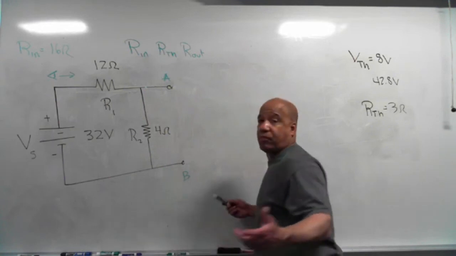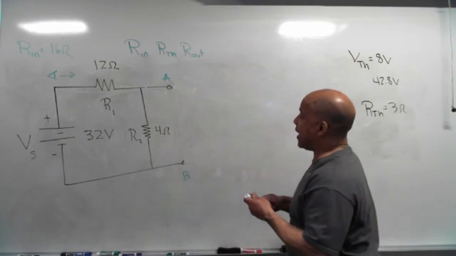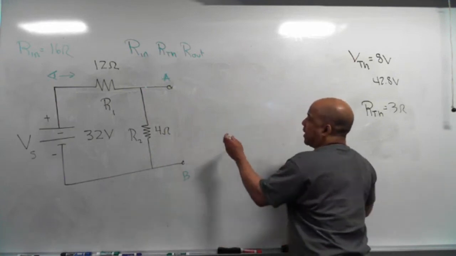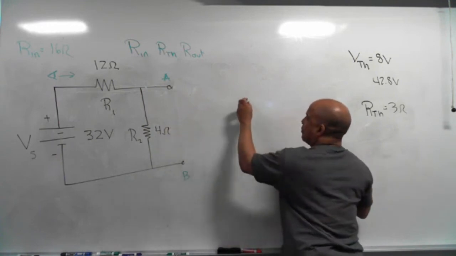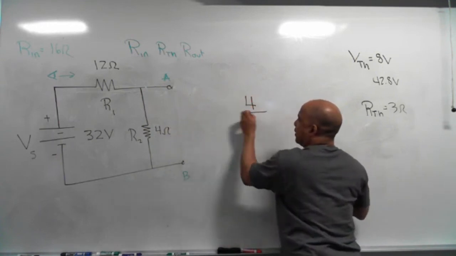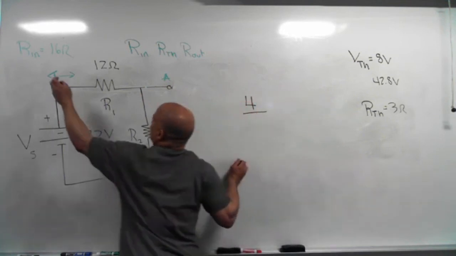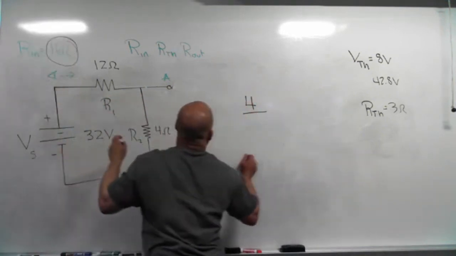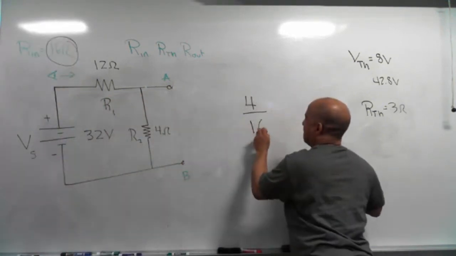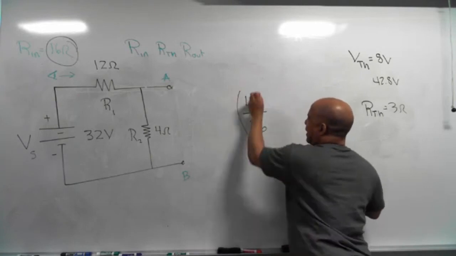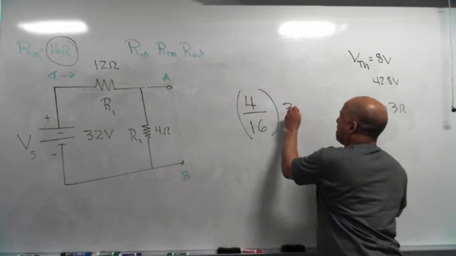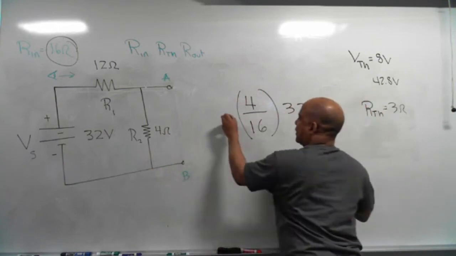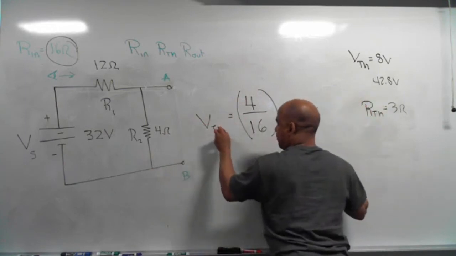If that's what you did, fine. I'm going to use voltage divider rule. Voltage divider rule says take the resistor I want to know the voltage across, which is 4. Divide that by the total resistance. You told me that was 16. Multiply that fraction by the total voltage, it's 32. And that's going to give me VTH.